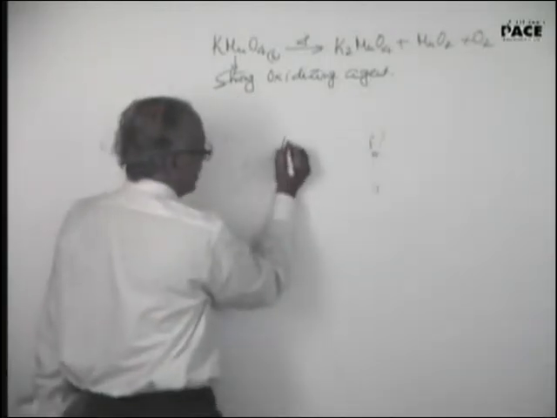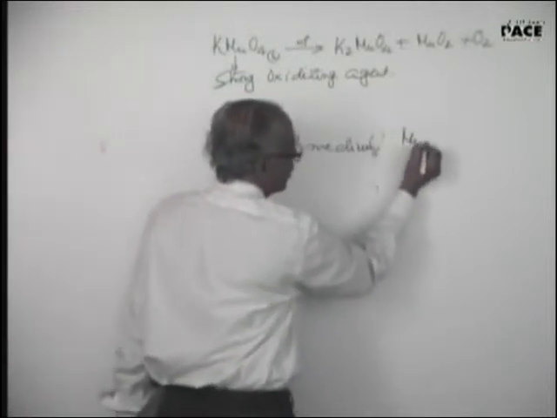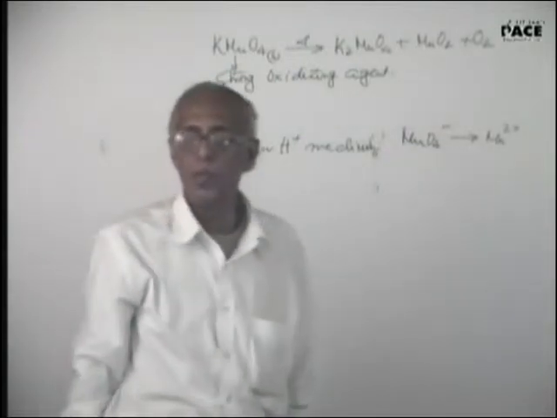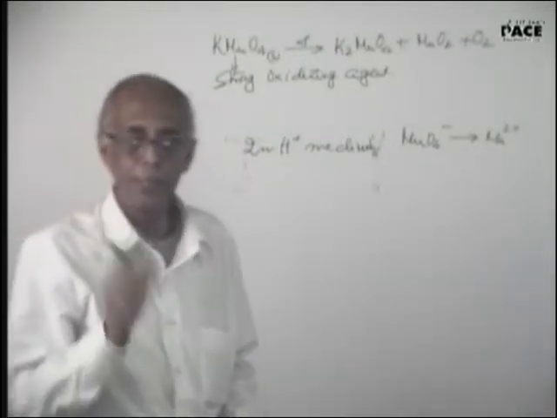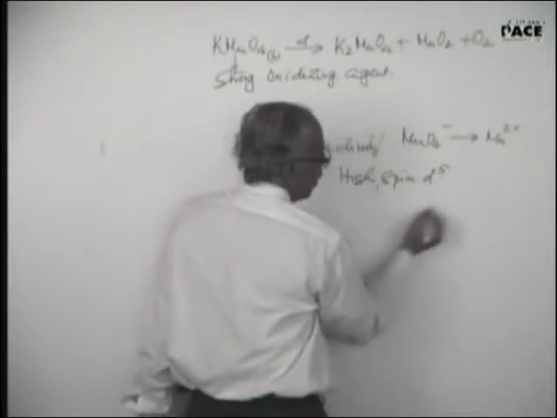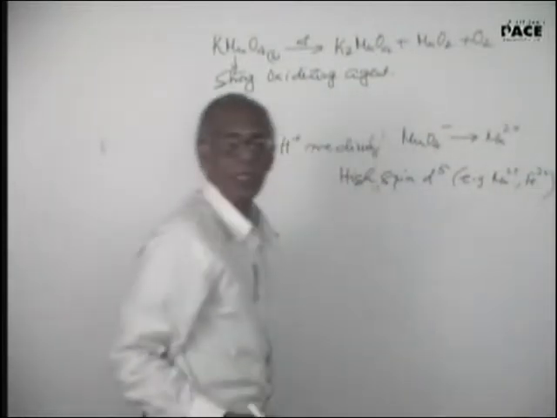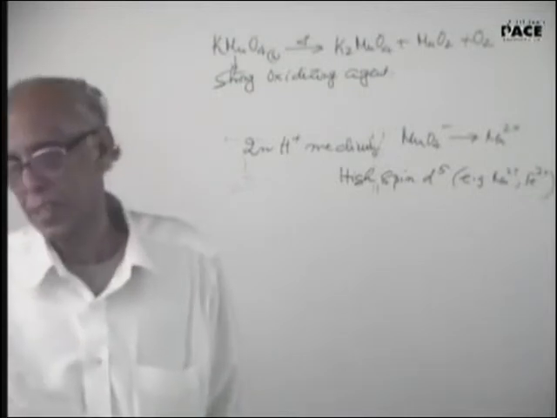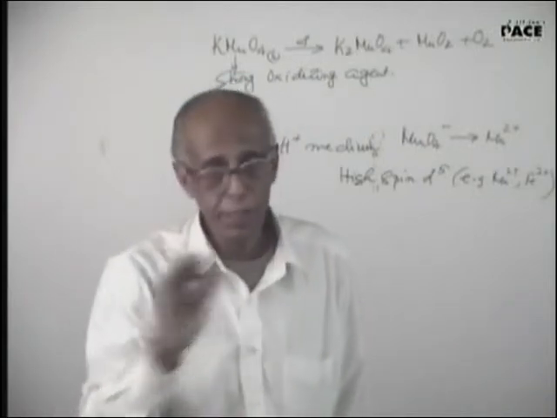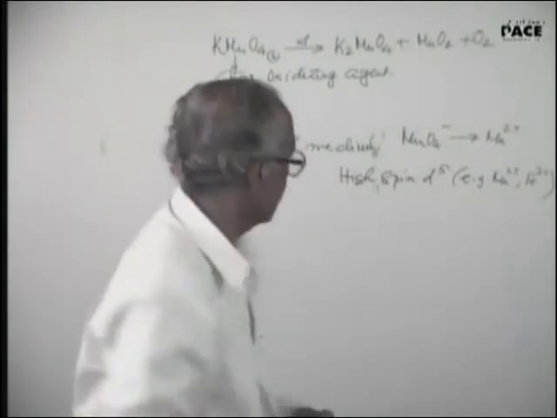If the medium is acidic, in H plus medium, permanganate changes to manganese 2 plus, which is almost colorless. And remember, high spin d5, for example manganese 2 plus, iron 3 plus, should be colorless, almost colorless. If you see color of ferric chloride, it is not due to d-d transition, it is due to charge transfer. Yellow color of ferric chloride is due to charge transfer.